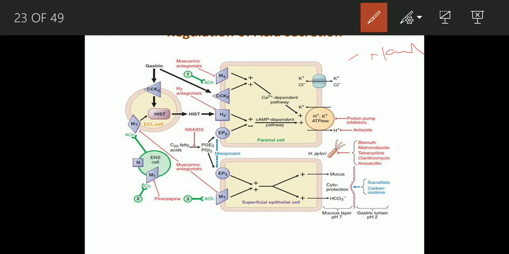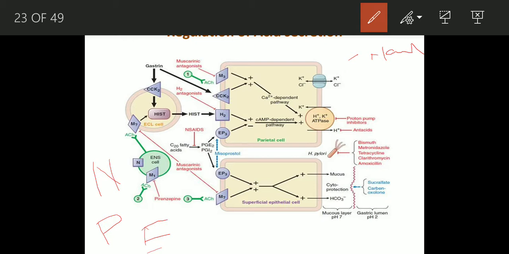If you see here, one is the neurocrine pathway. The neurocrine pathway involves acetylcholine as the mediator, and we have the paracrine pathway, where the mediator is histamine, and along with that we have the endocrine pathway, where the mediator is gastrin. These are the three important mediators which are responsible for the regulation of the acid secretion from the parietal cell. So first we will go with the neurocrine pathway.